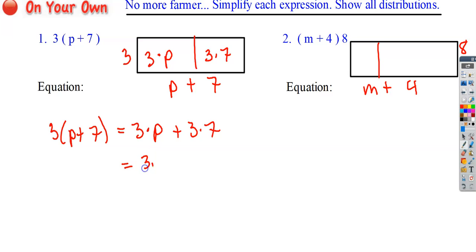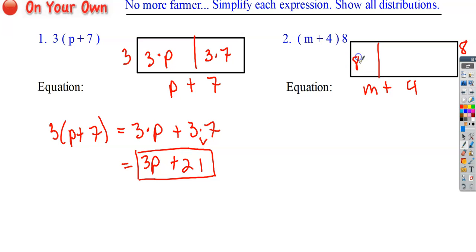3 dot P, get rid of the dot. A number next to a variable means multiply. Do the math. That's what I end up with as my simplified expression. Now I'm going to do this equation. Even though the 8's on the right side, I'm still distributing the 8 times everything.